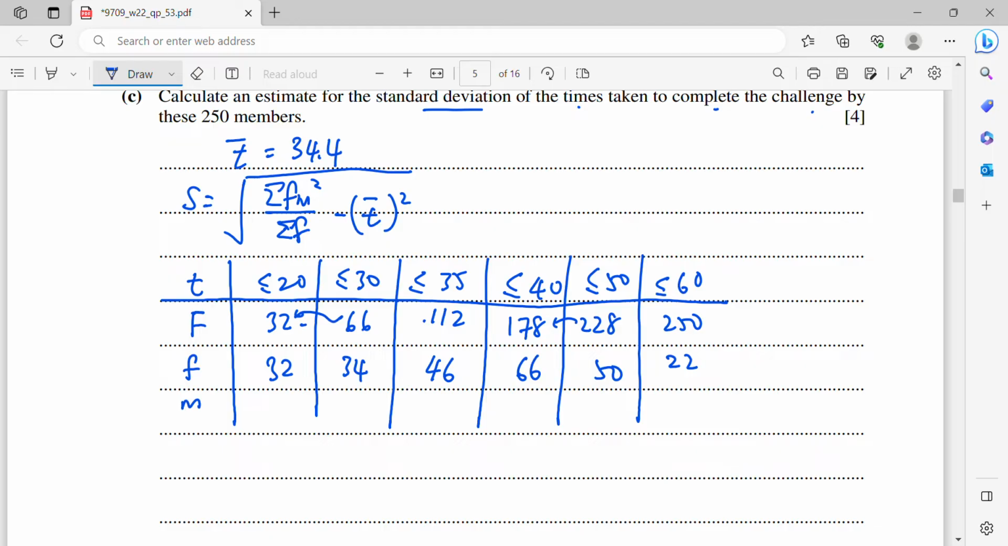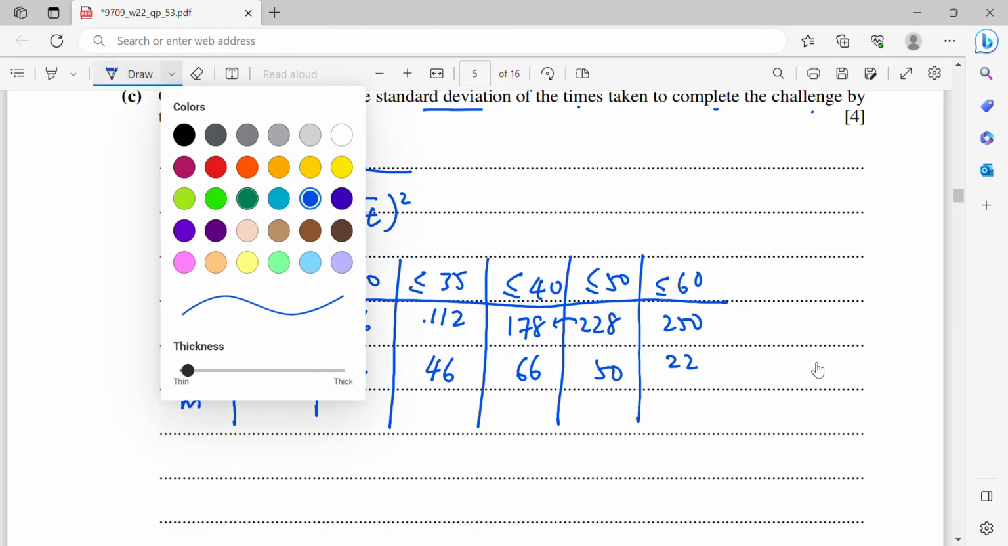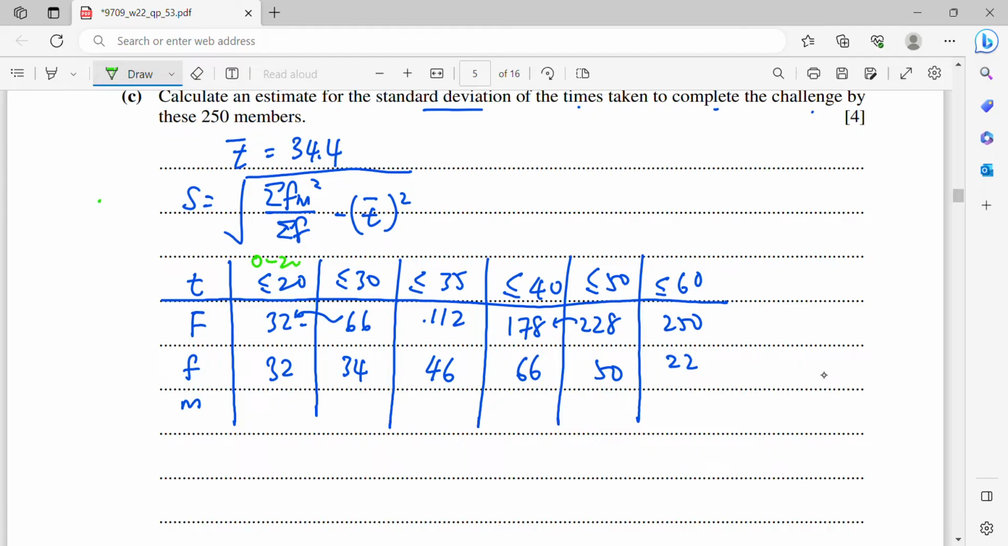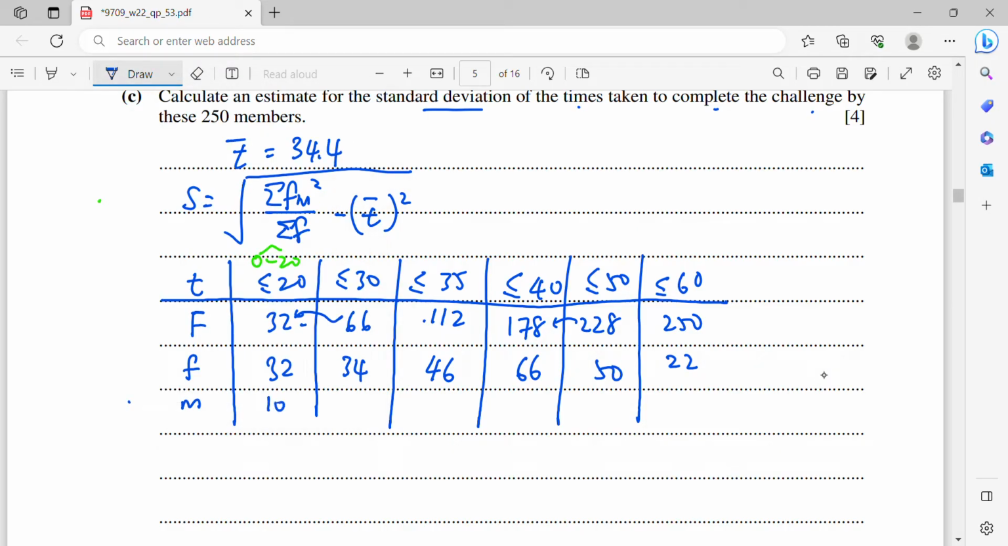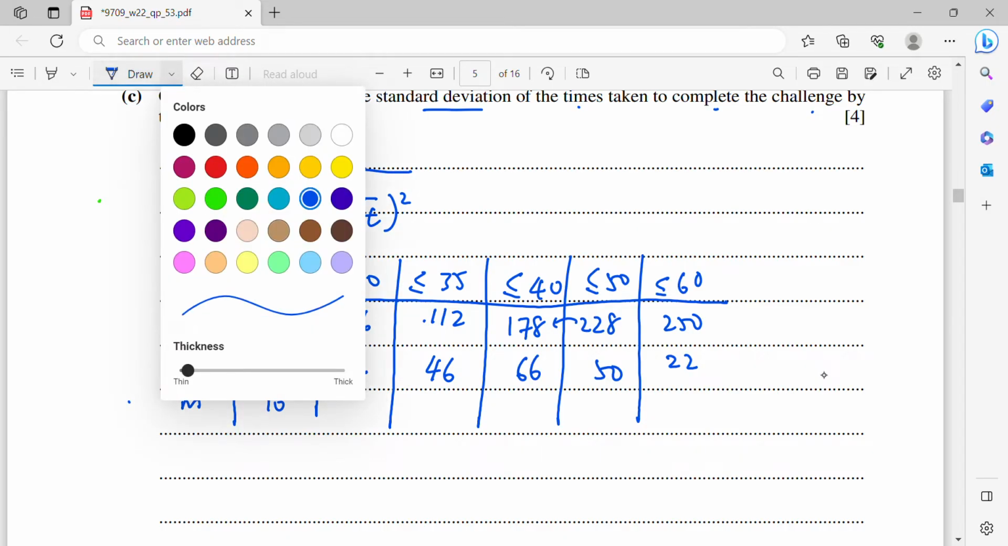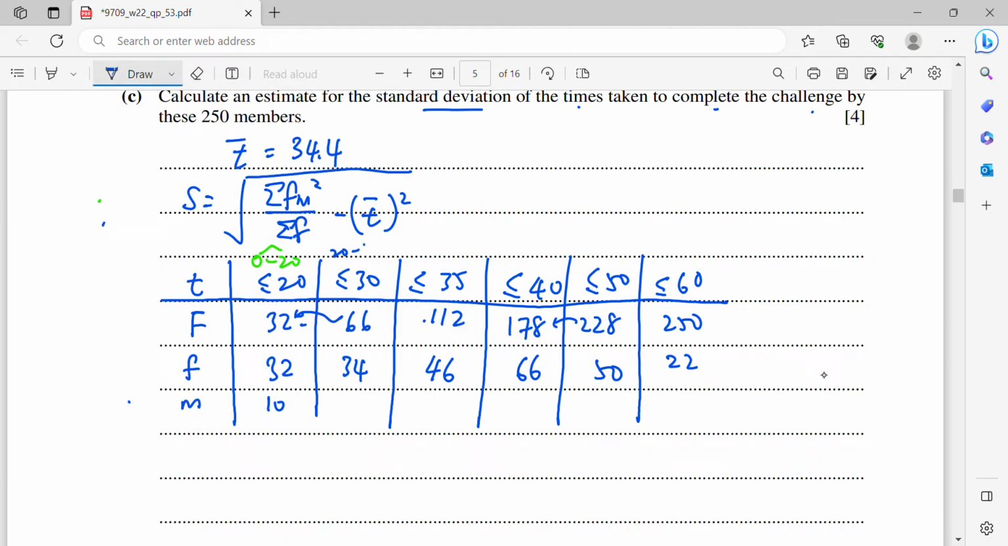Okay, so to get the midpoints, this first class is basically 0 to 20. So now the midpoint is the summation of these two values divided by 2, which is the average. So summation then divided by 2. That means you will be getting 10. For the next one, we will count from 20 to 30. So you get the midpoint of these two. So 20 and 30, the midpoint is 25. How to count the 25? 20 plus 30, then divided by 2.